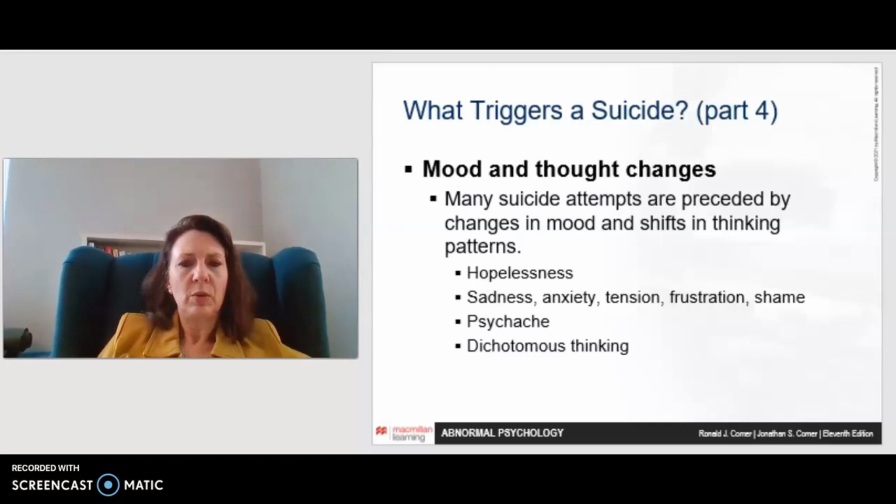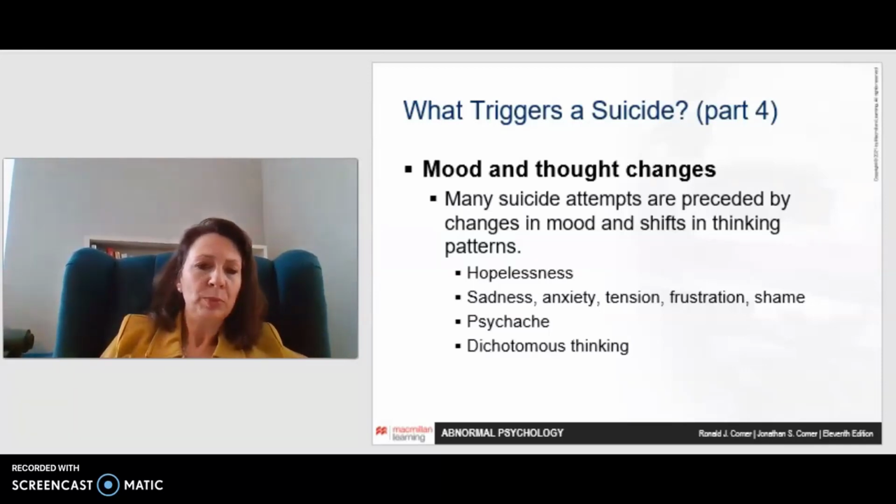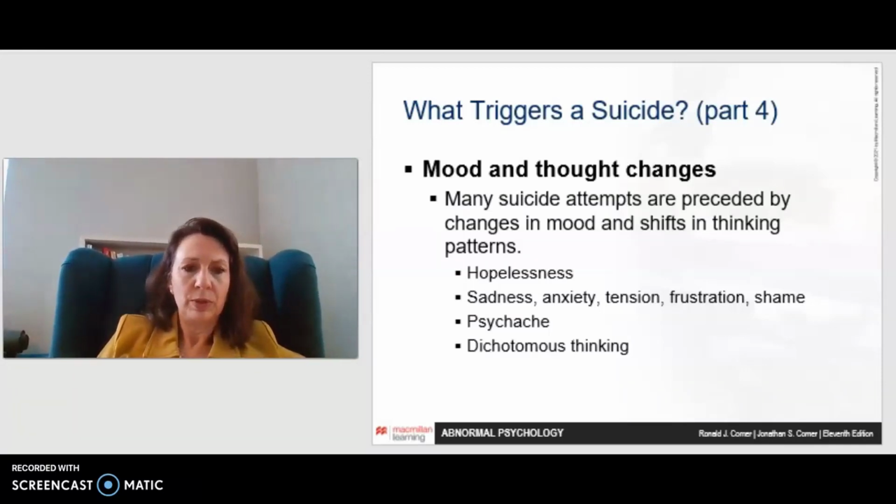Mood and thought changes that go along with suicide are certainly factors that we need to take a look at. Hopelessness is a very, very important factor. Sadness, anxiety, tension, and frustration, shame, all of those feelings can produce suicidal behavior. People sometimes talk about the term psych ache.